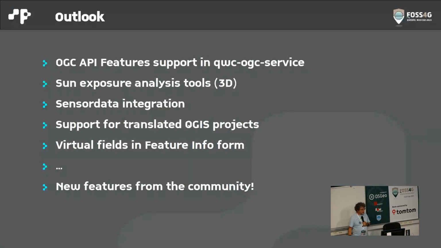So what's in the pipeline? Generally, OGC API Features support is still missing, and we're adding that right now. We do more on 3D, sun exposure analysis. We improve sensor data integration, and we want to have translated QGIS projects, meaning different languages. Virtual fields will be supported in feature info forms, and other features coming from the community.